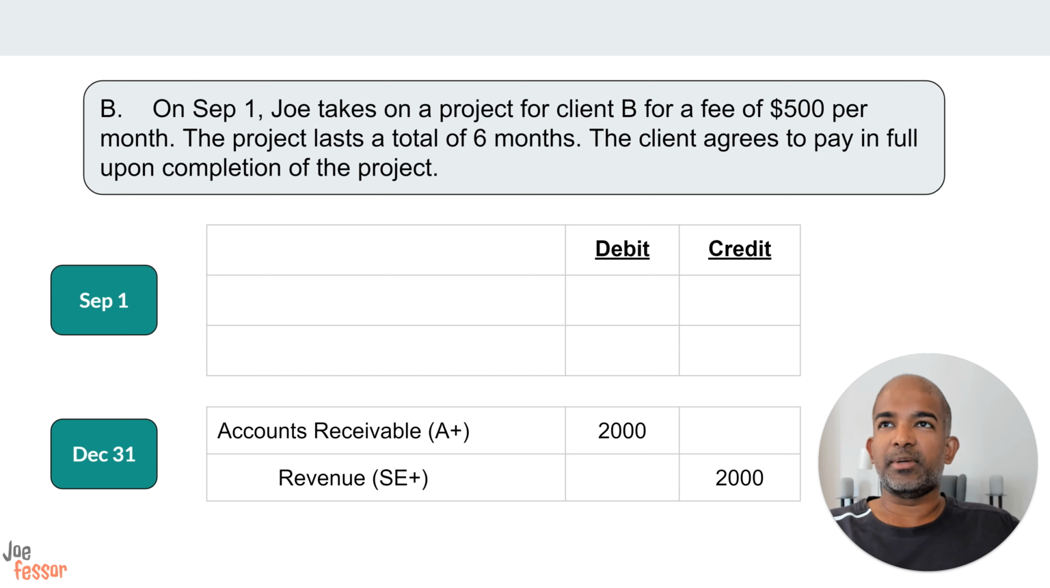As of the 1st of September, no cash has exchanged hands and no work has been done. So on the 1st of September, there will not be any journal entries made. Let's see if there's an adjustment that has to be made on the 31st of December.